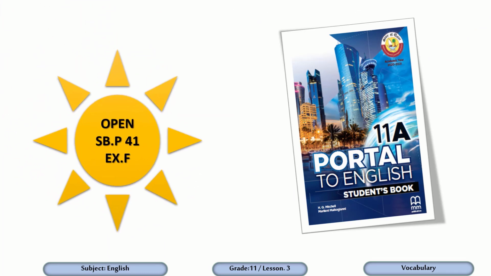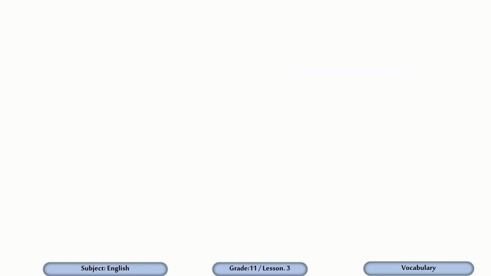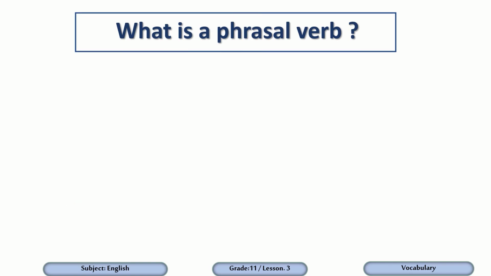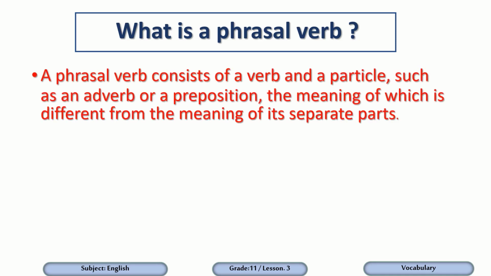Now please open a student's book, page 41, exercise F. Dear students, before doing the exercise, let's remember what a phrasal verb is. A phrasal verb consists of a verb and a particle. The particle may be an adverb or even a preposition, but you should be aware that the verb plus the particle always gives a new meaning.